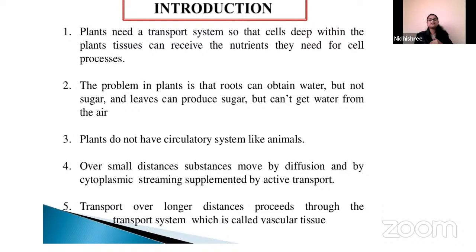Over small distances, substances move by diffusion. Diffusion is a process where a substance moves from higher concentration to lower concentration, or by cytoplasmic streaming. But transport over longer distances proceeds through a transport system which is present in the plants.